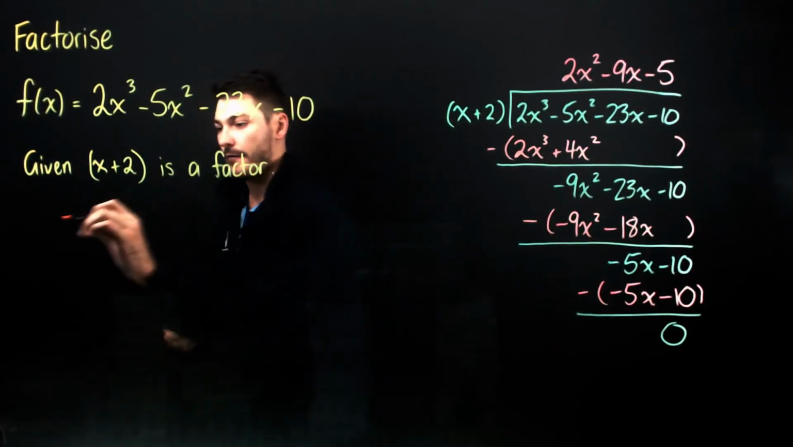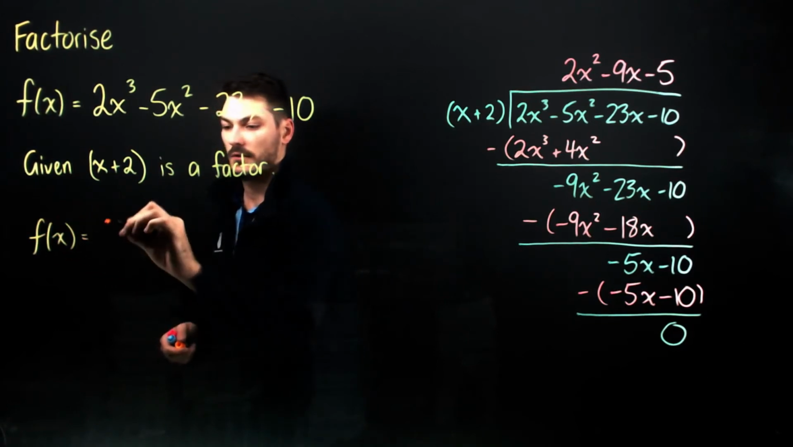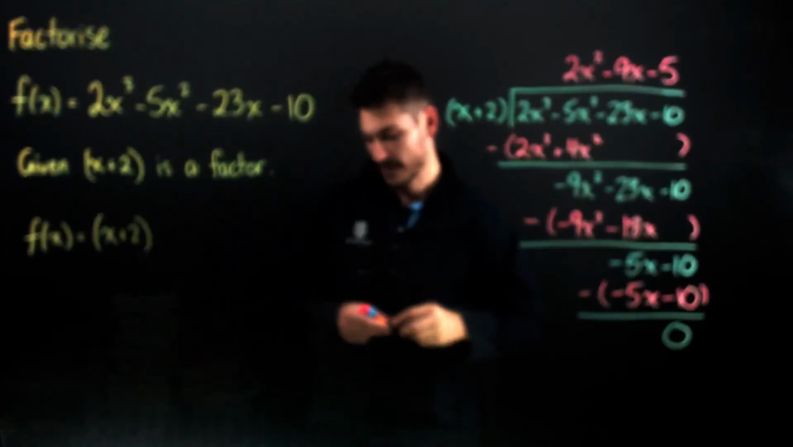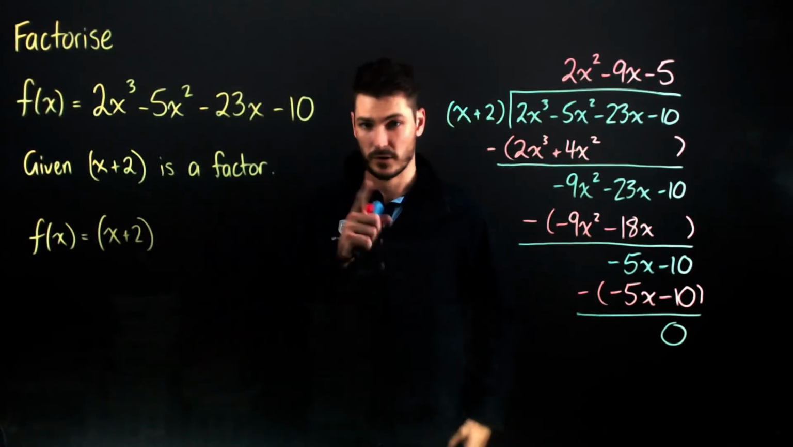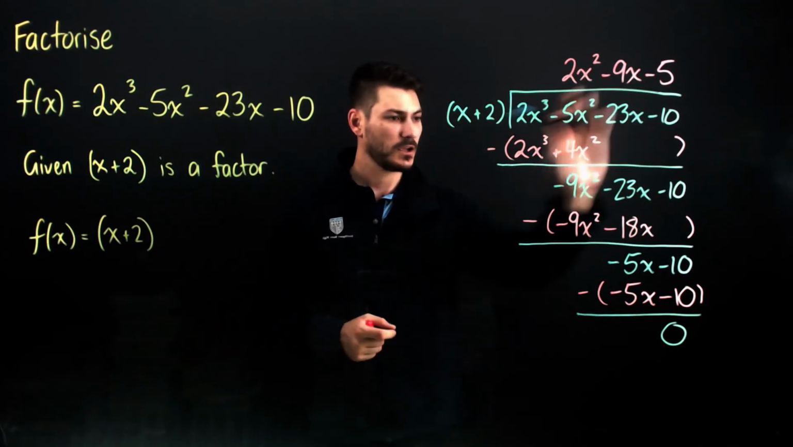I'm going to have f of x equal x plus 2 multiplied by two more factors. I don't know what they are yet, but when I do know, I'll write them in. So I'm going to leave this here.